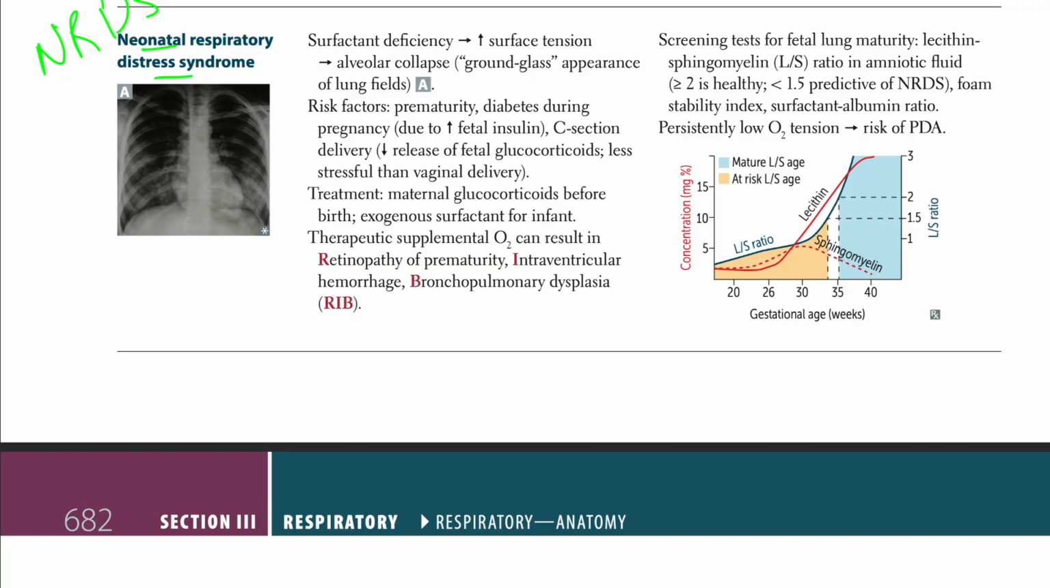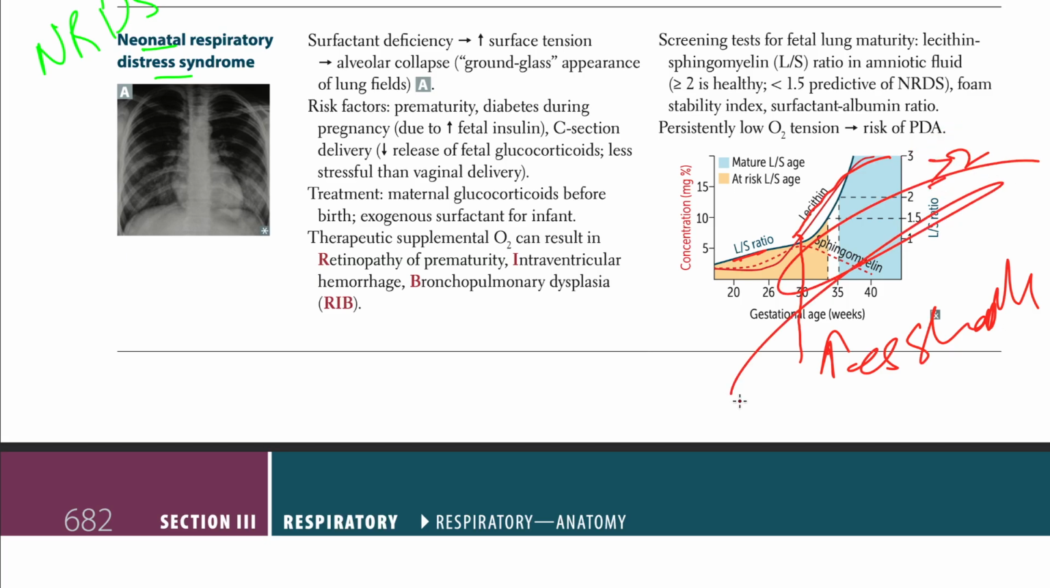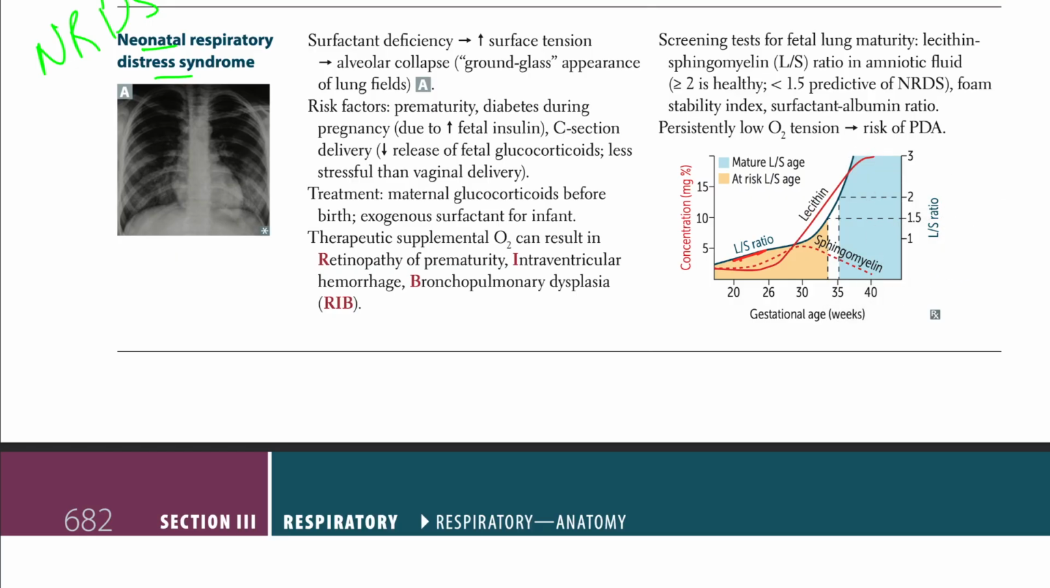So let's look at this graph now. In this graph, what do we see? We see the LS ratio, lecithin sphingomyelin ratio. If you look at the lecithin, look at this 30-week gestation. What are we seeing? The lecithin increases sharply, right? And sphingomyelin just goes down, so the ratio that we calculate after this is going to be more than 2, and we will call it healthy. And if it is less than 2, we would say it is RDS.